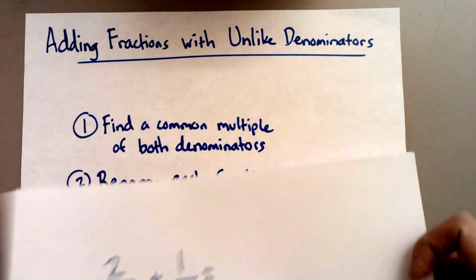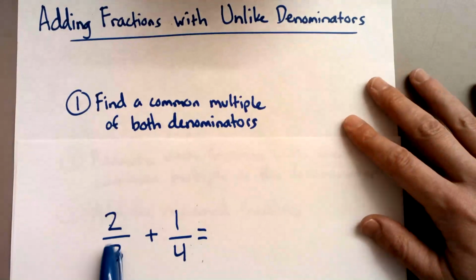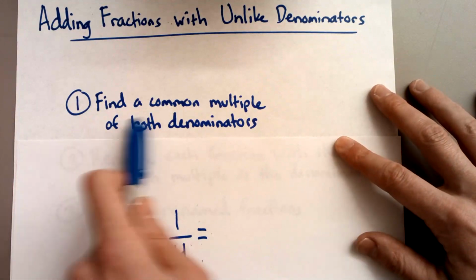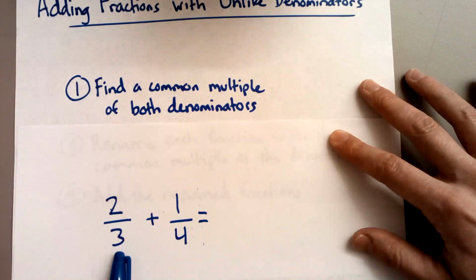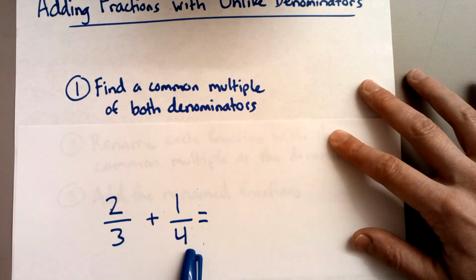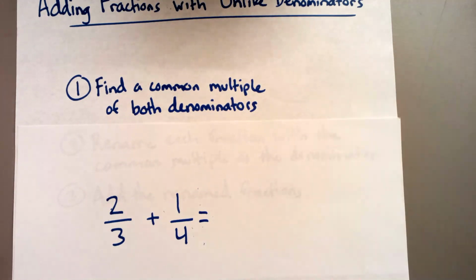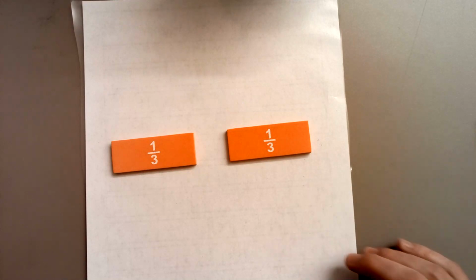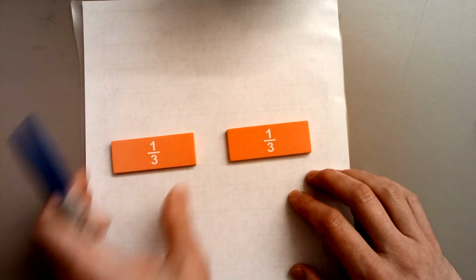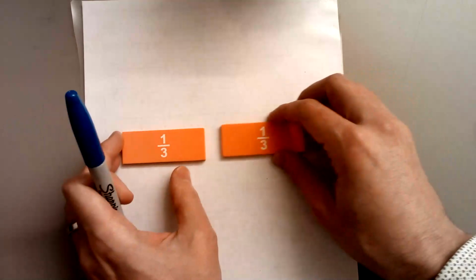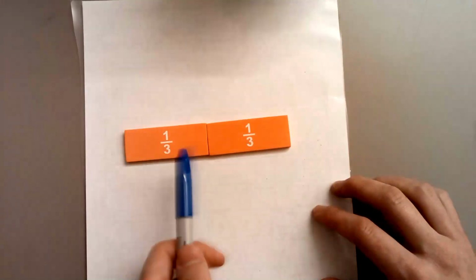So first, if I'm trying to add 2/3 and 1/4, I need to find a common multiple of both denominators. So find a common multiple of 3 and 4. Why is that even important? It's important because you can't add fractions unless they're the same unit. Like I can add 1/3 plus 1/3, just put them together, that's 2/3.